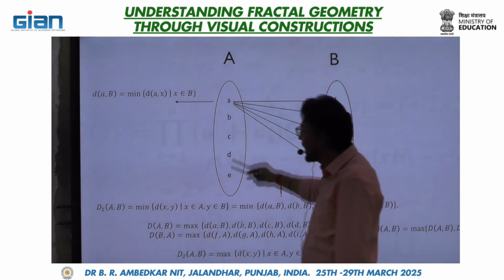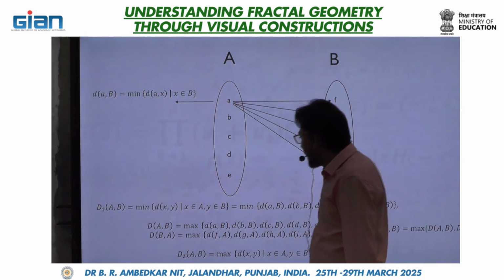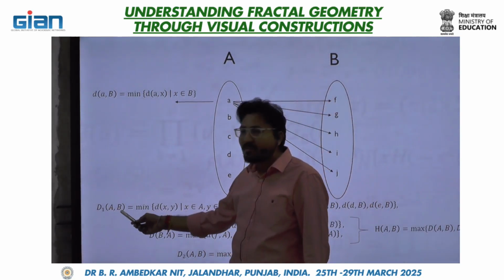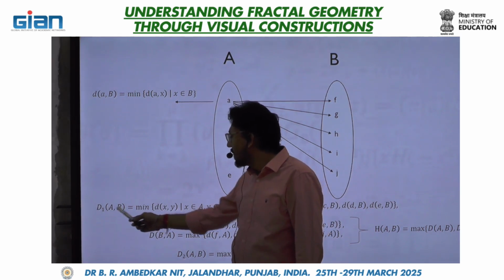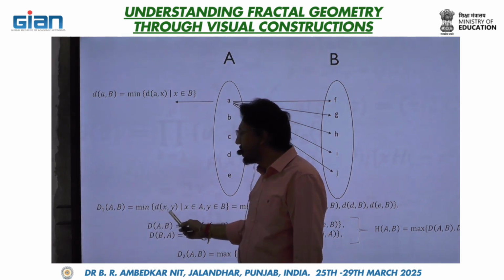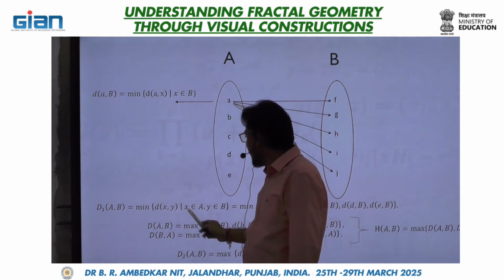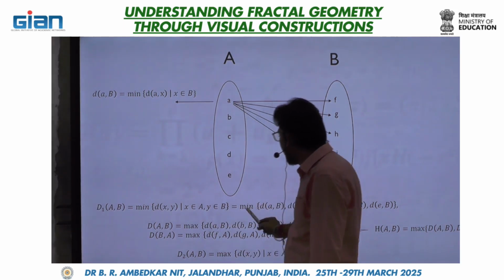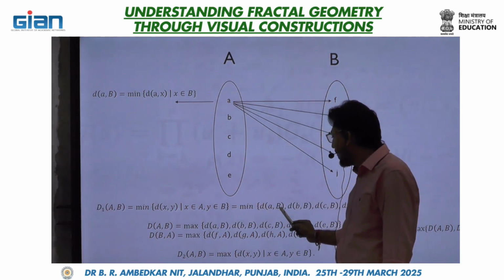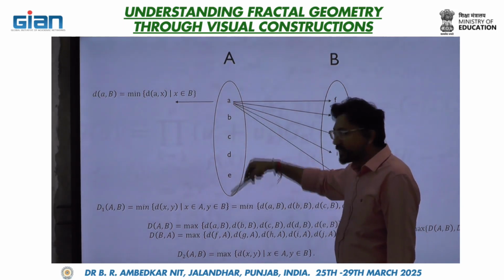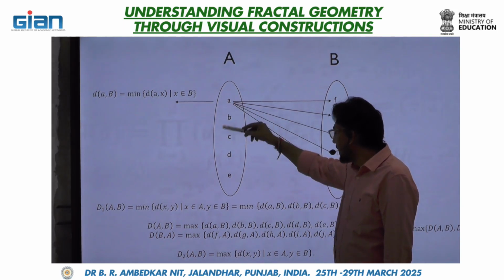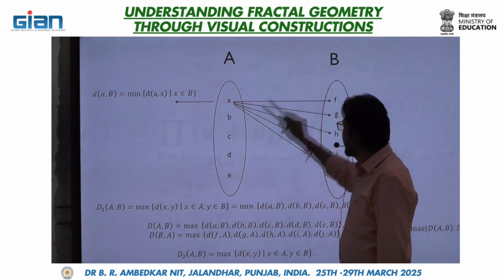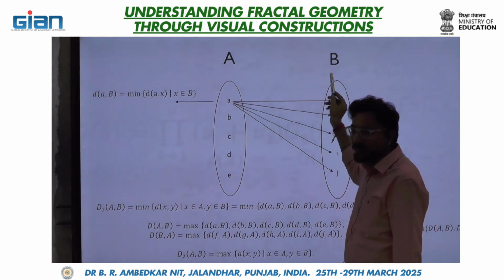So first we understand this for finitely many points. You see here I am finding D1 of A comma B. D1 of A comma B means the minimum of the distance D of X comma Y such that X belongs to A and Y belongs to B. This means the minimum of the distances D of A comma B, all the points in A to B: B to B, C to B, D to B, and E to B.